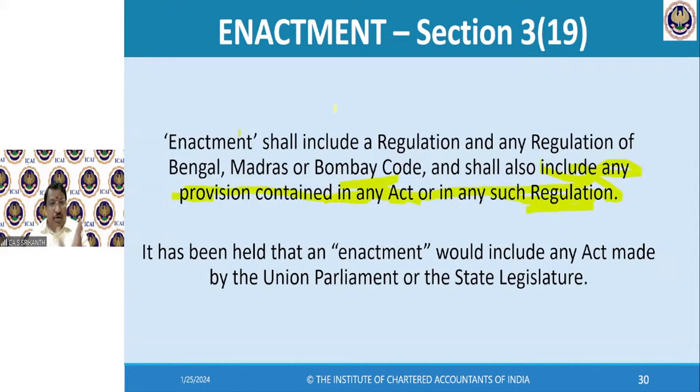Enactment. What we have been asking now is, what is an enactment? A regulation of Bengal, Madras or Bombay. Okay, Bengal is now Kolkata, Madras is now Chennai, Bombay is now Mumbai. And Delhi is not even here. These were the three British presidencies: Bengal presidency, Madras presidency and Bombay presidency. When this law was there, Delhi was not yet the full seat of the British Empire.